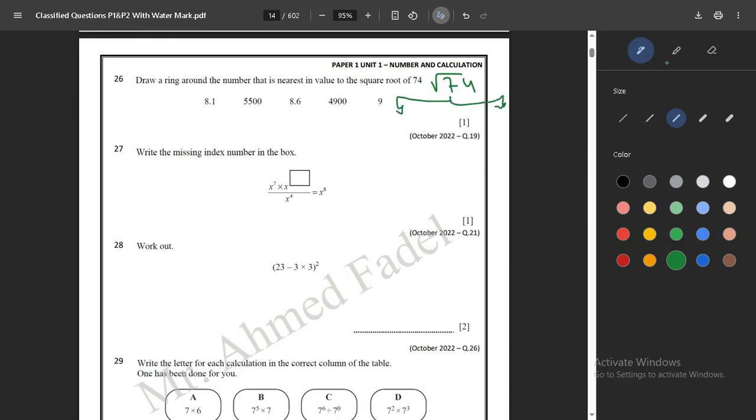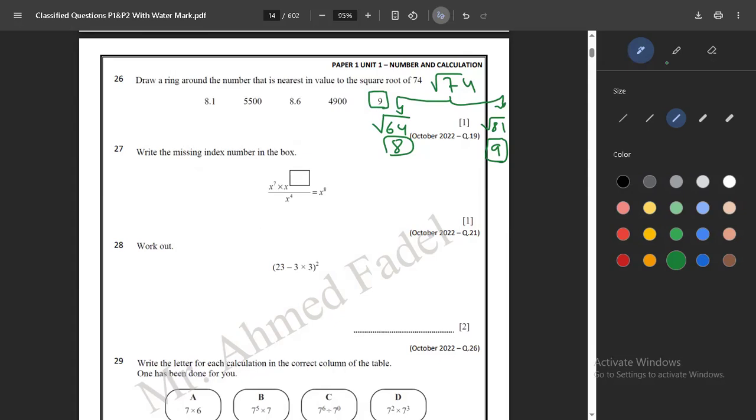I get the perfect root before it, which is what? Root of 64, which is actually equal to 8. And the perfect root after it is actually root of 81, which is 9. It is between 8 and 9. But which one is it closer to? You're going to find that it is closer to square root of 81, which is 9.